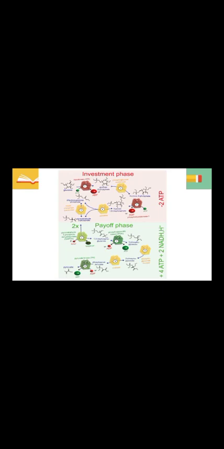Then the last phase, we usually call the payoff phase because we yield 4 ATP plus 2 NADH and hydrogen ion. So in here we have the ATP, adenosine triphosphate, plus 2 nicotinamide adenine dinucleotide and hydrogen ion. All right, so let's get started.